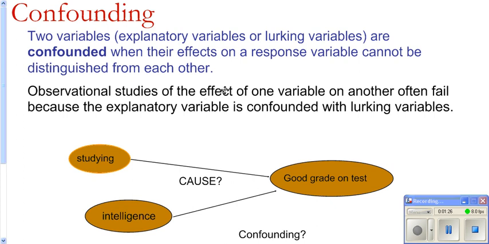Now, when we're dealing with experiments and observational studies, it's common to have a confounding variable. Confounding variables we talked about before are once again explanatory variables or lurking variables that affect our response, but we cannot separate those variables from everything else.